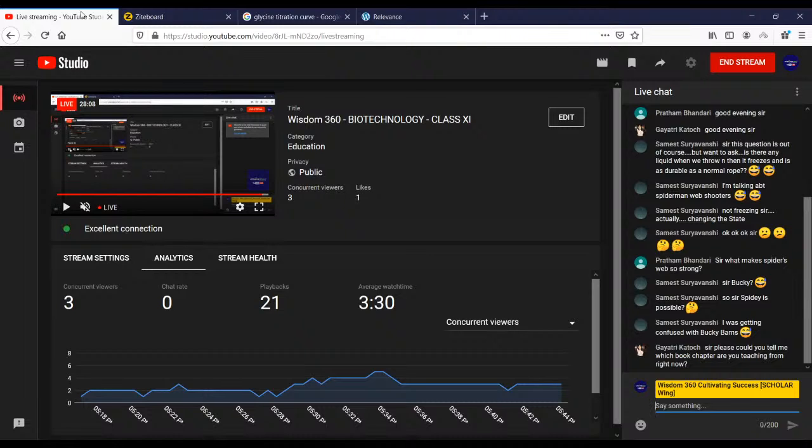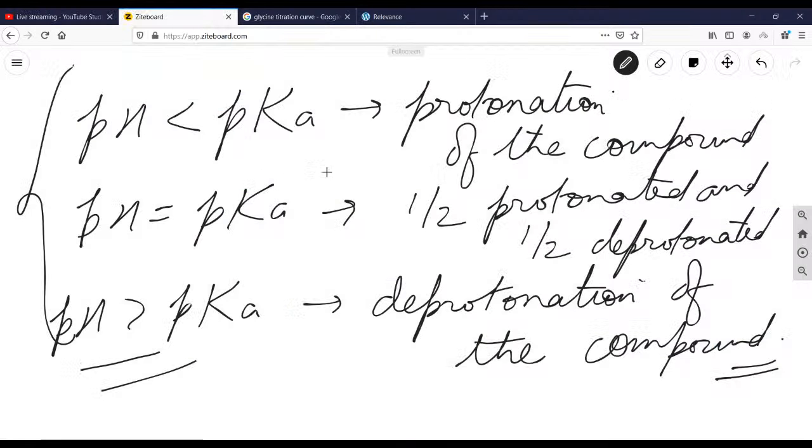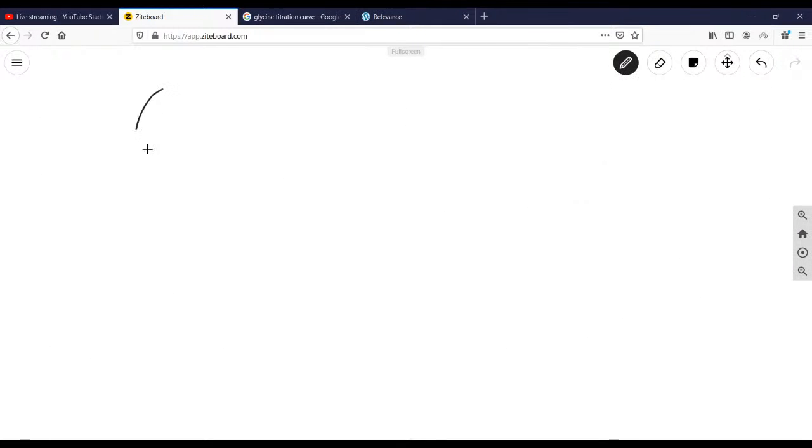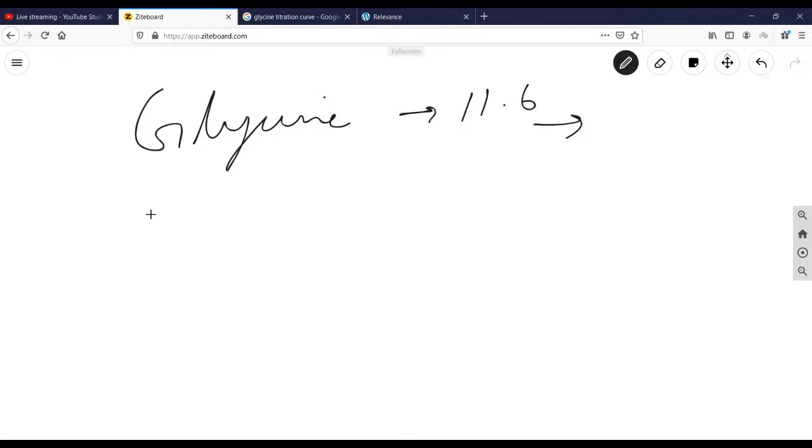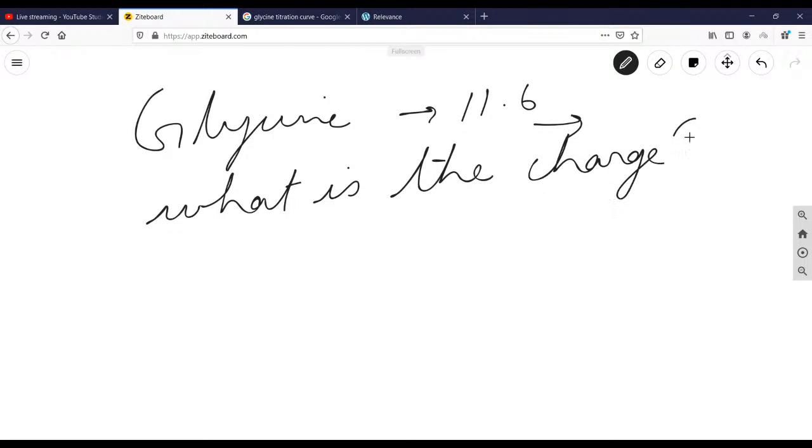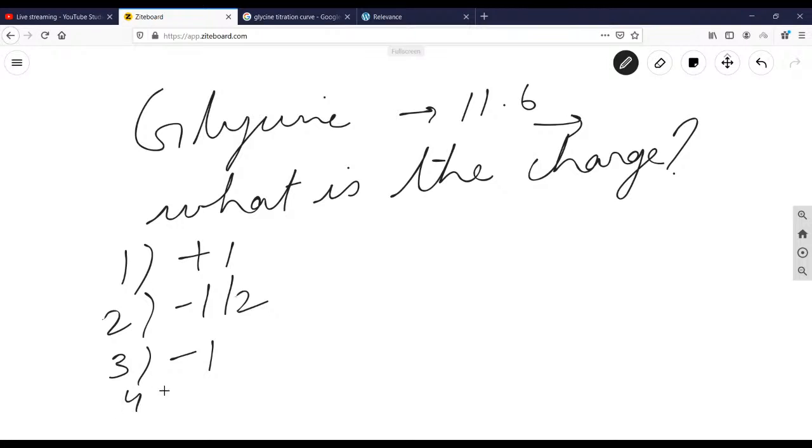You will say net charge 0. But then they'll say, if I increase the pH, now what is the charge on the amino acid? So how will you find out? You cannot mug it up. Suppose glycine amino acid is put at pH 11.6, if the PMT or NEET question comes, now what is the charge? Four options are there: +1, second -half, third is -1, fourth is 0.